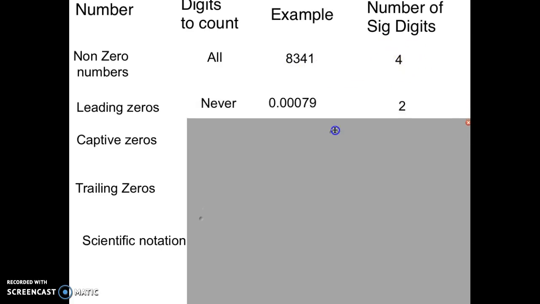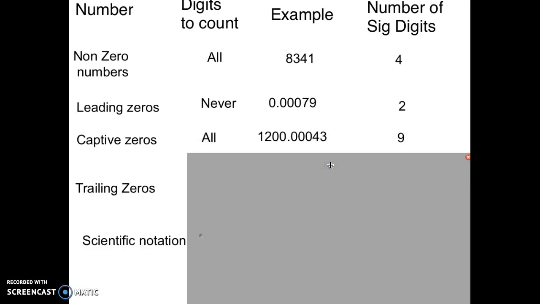Leading zeros are never significant. They're actually what we call placeholders. Even though there's a decimal place, they are leading in front of non-zero numbers. So in this case, these are never counted as significant digits. They're just placeholders, and the number of sig figs is 2. So you should fill that out on your chart.